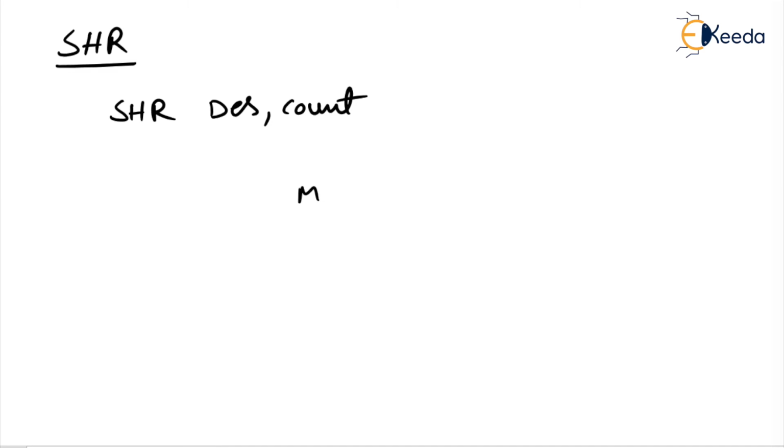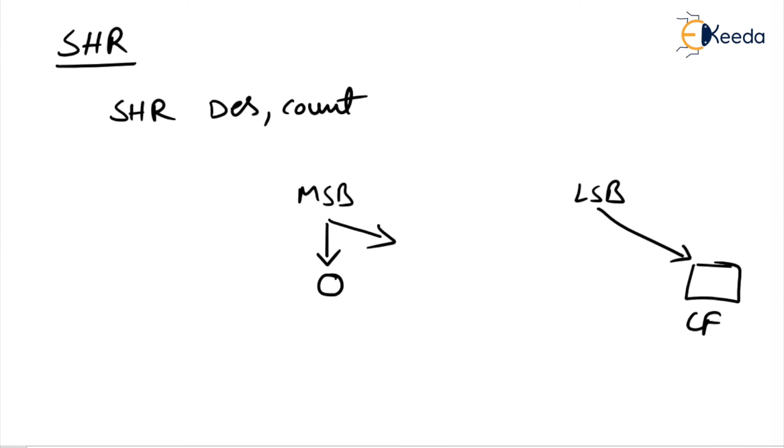That is shift right, SHR. The syntax is SHR destination, count. Same, it puts 0 in the MSB. The LSB, so now we have to shift towards this. What about this MSB place? We have to put 0. This LSB goes to the carry flag.